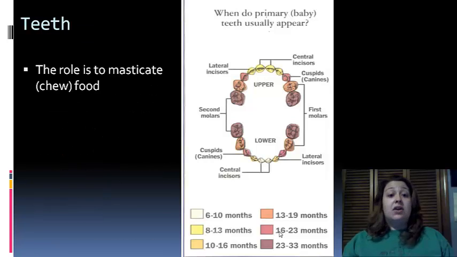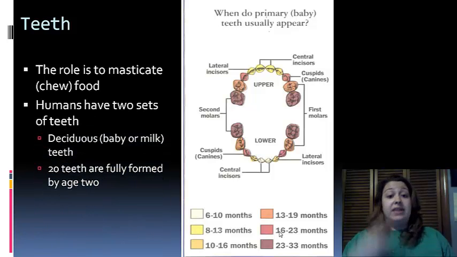Our teeth play a role in mastication, which is the chewing of our food. Now, humans have 2 sets of teeth, deciduous teeth, which is our baby teeth, and then 20 fully formed teeth by the age of 2.